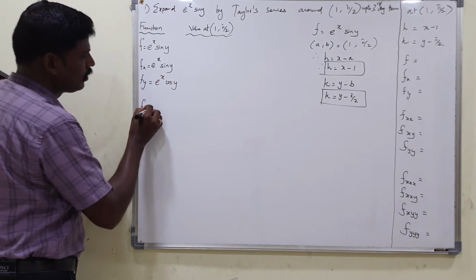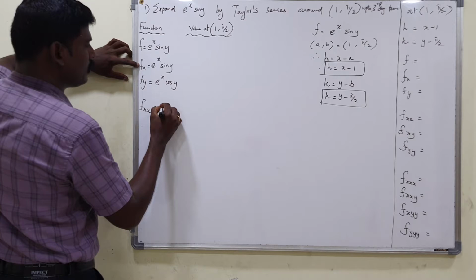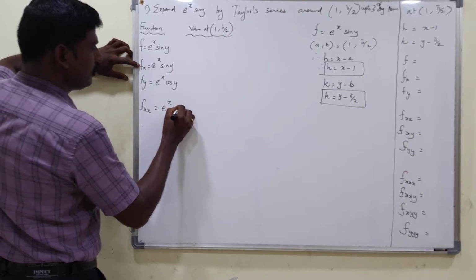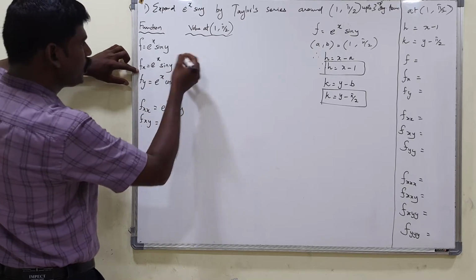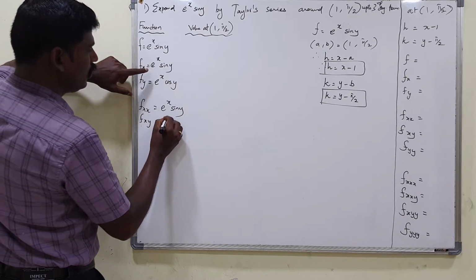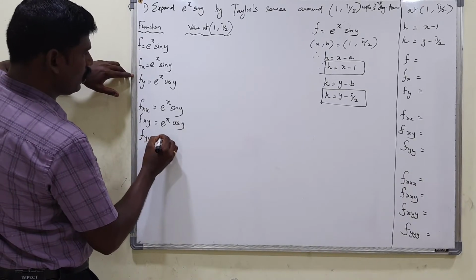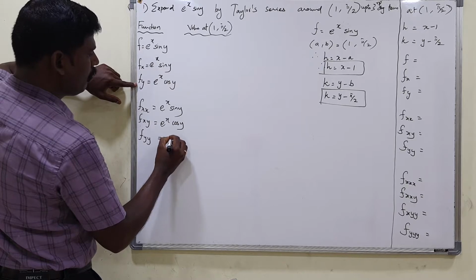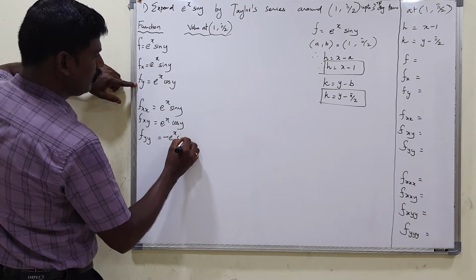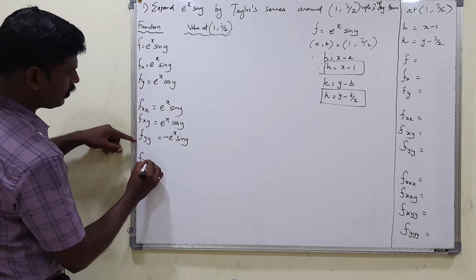f double x, that means the derivative of fx once again with respect to x, that is again e^x sin y. What is fxy? Differentiating with respect to y, sin y becomes cos y, so e^x cos y. f double y is the derivative of fy with respect to y, cos y becomes minus sin y, so minus e^x sin y. And then f triple x.